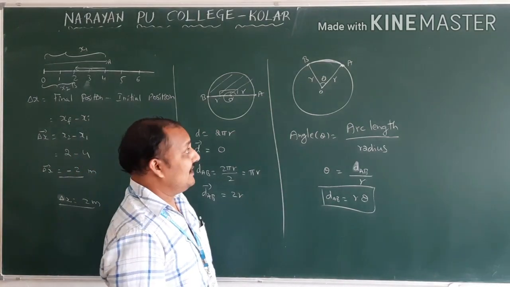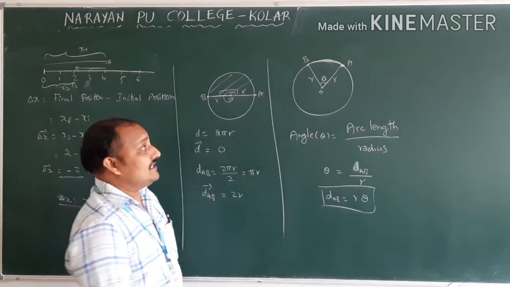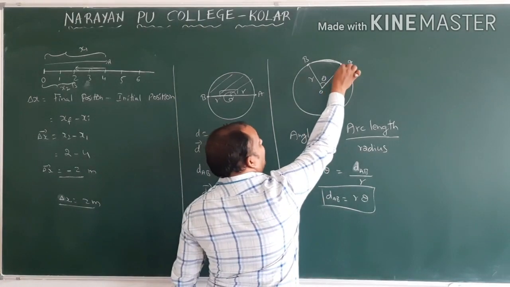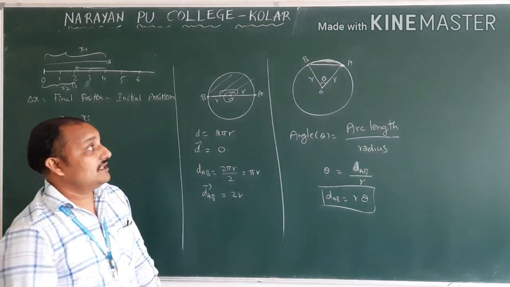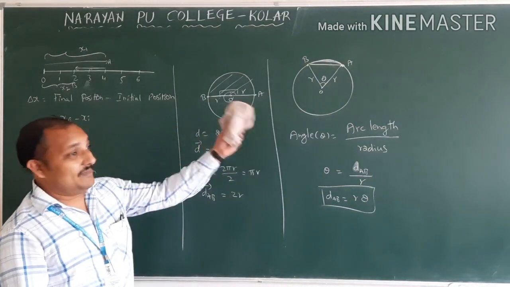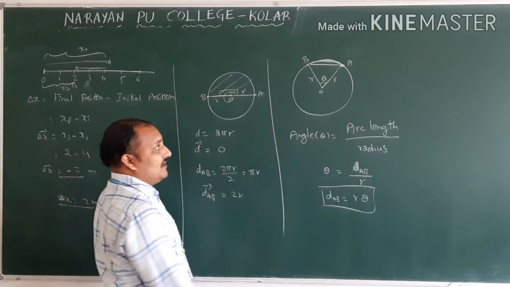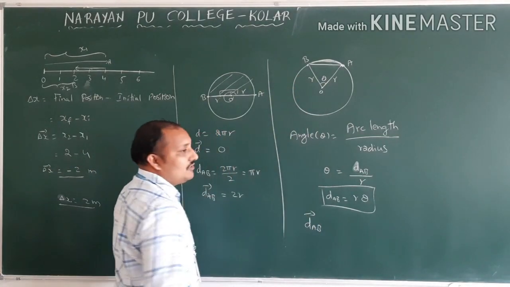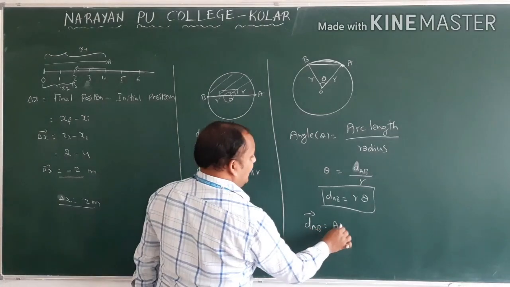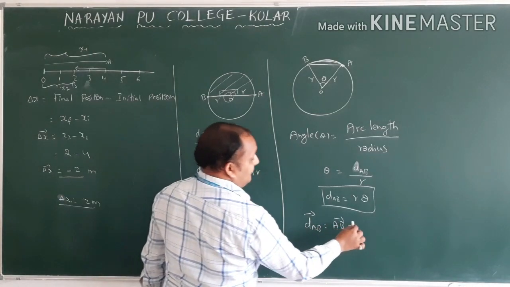Now we will see the general formula for displacement. What is the displacement definition? The shortest possible distance between A and B. For A and B we have to draw one shortcut, which is A to B directly. That is nothing but the shortest possible distance. Now we should find D_AB bar.